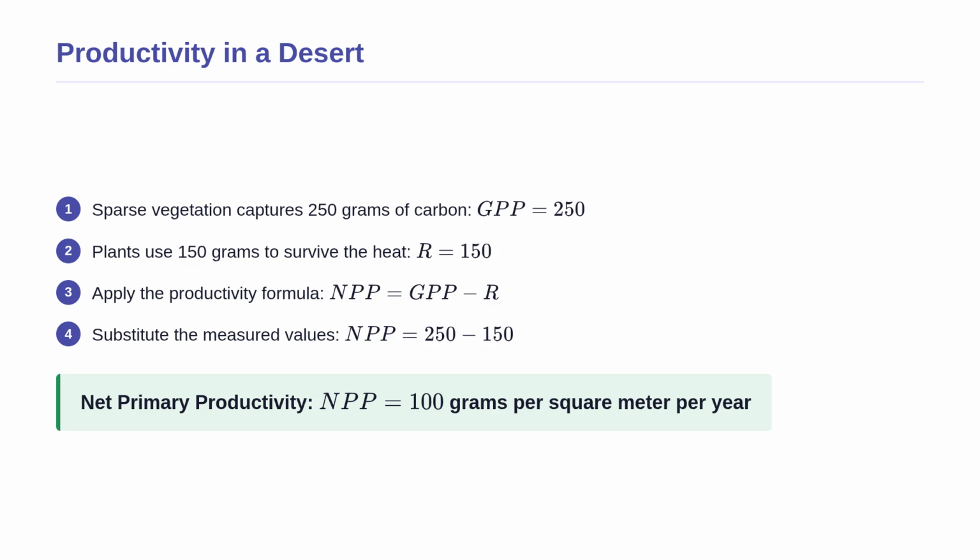We subtract the respiration, 150, from the gross productivity, 250. The result is a net primary productivity of just 100 grams of carbon per square meter per year. This drastically lower number perfectly explains why deserts have far fewer animals and much shorter food chains compared to rainforests.